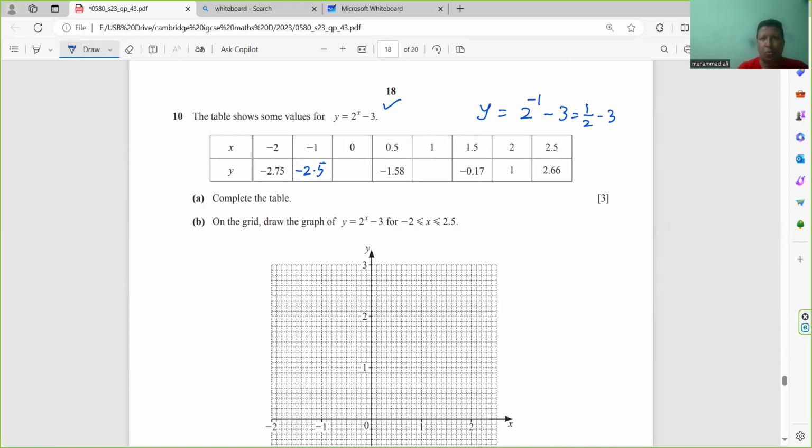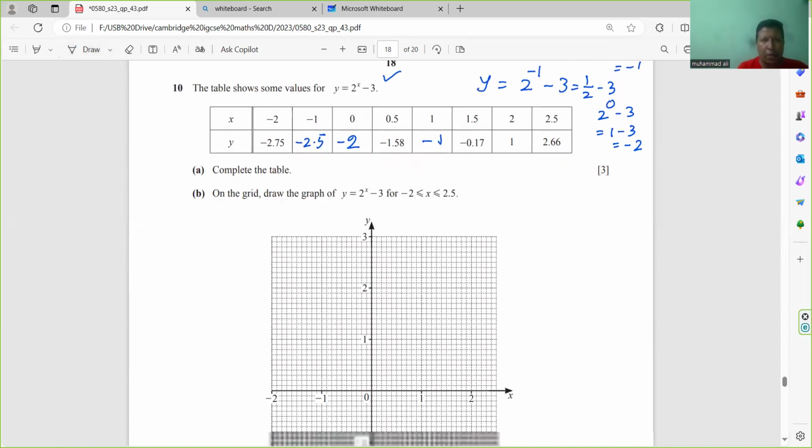When x equals 0, that means 2 to the power 0 minus 3, so it will be 1 minus 3, which is minus 2. When x equals 0, y equals minus 2. And when x equals 1, 2 to the power 1 minus 3 means 2 minus 3, which is minus 1. When x equals 1, y equals minus 1. All the other values they gave us. So part A, complete the table, is already completed.